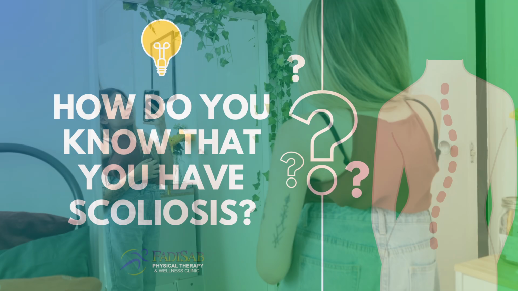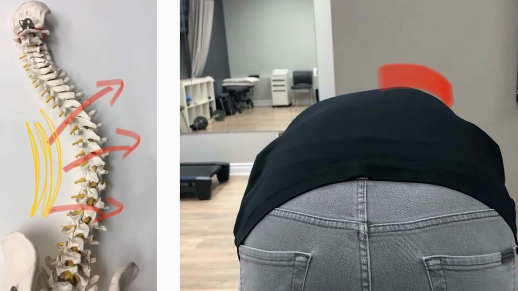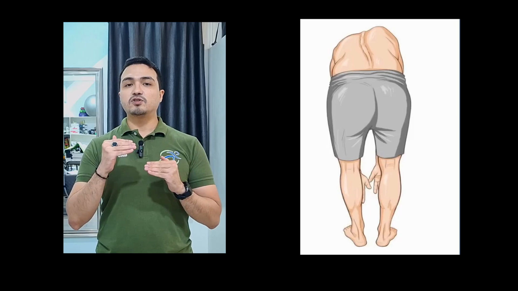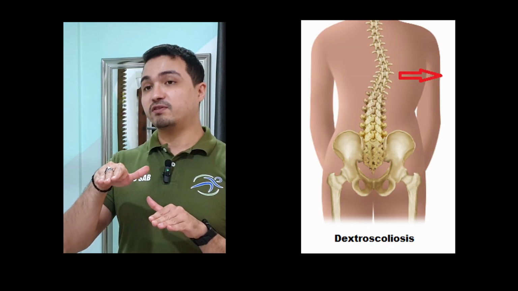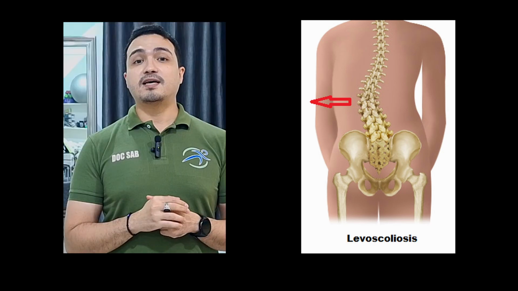The common signs: if you can see yourself in the mirror or ask someone to look at you while you are bending forward, which is the forward bending test, you have uneven shoulders, uneven hips. On the other side, if it's on the right, then you have a dextroscoliosis. If it is on the left, you have a levoscoliosis. That's not the only basis that we can use to diagnose that you have scoliosis. We use this kind of test to just see if you are suspected to have scoliosis.